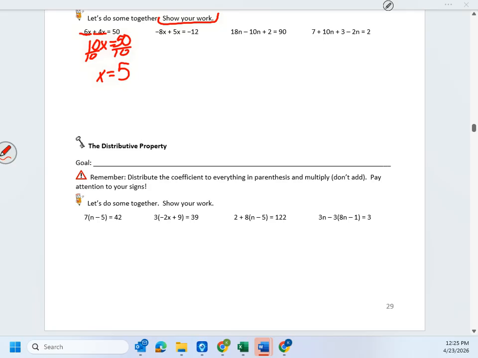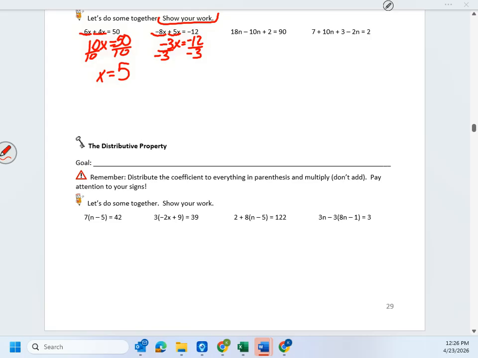Let's look at this one. Negative 8x plus 5x equals negative 12. What's my first step? Add negative 8x to 5x. Yeah, we have to combine those like terms. What is negative 8x plus 5x, Colton? Negative 3x. And that equals negative 12. What's my next step? Keep it going, Colton. Divide by negative 3. Yeah, because I want that x by itself.